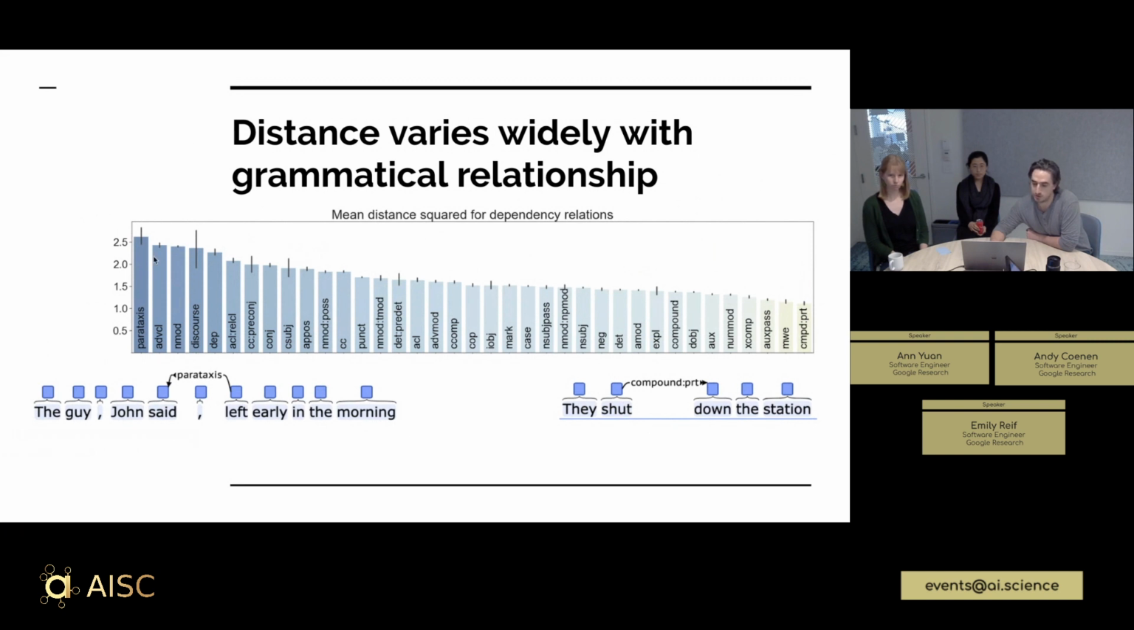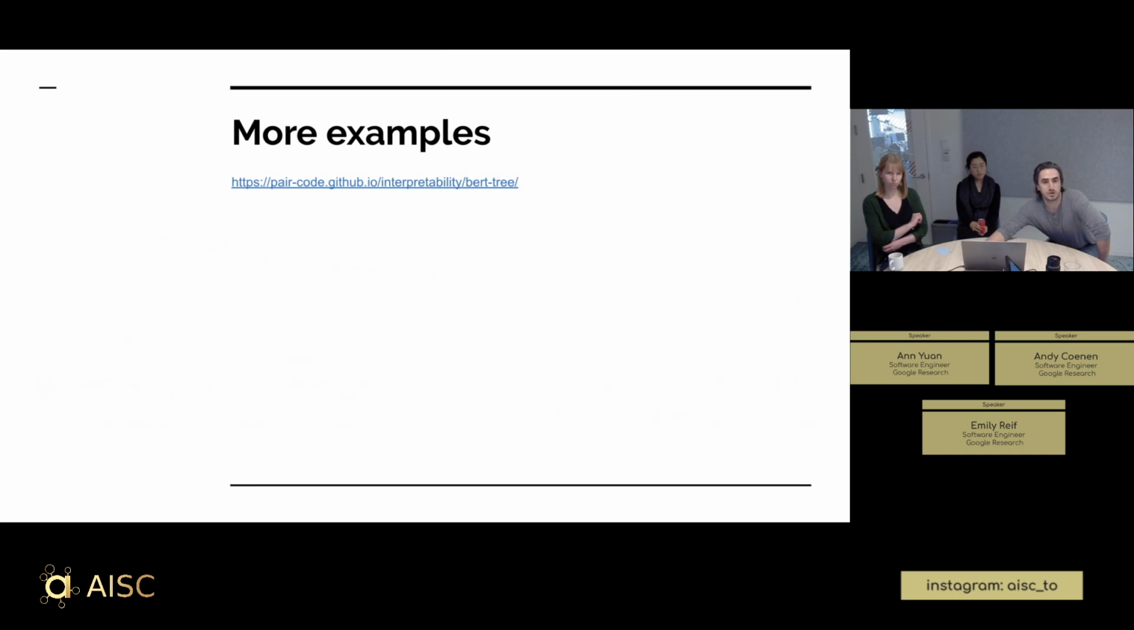Contrast that to an edge that's very wide and distant, specifically parataxis, which is literally just a joining of two unrelated phrases. That's what it means in Greek. So it's interesting. There's this spread of distances where BERT is clearly learning that some things are more closely aligned than others, even though they're all the same in the standard dependency parse tree. And we can show some of these later.